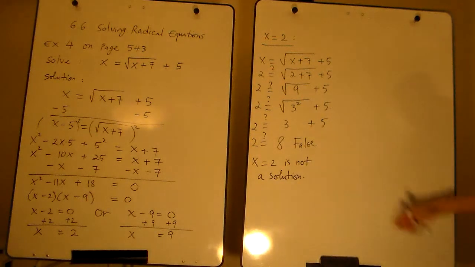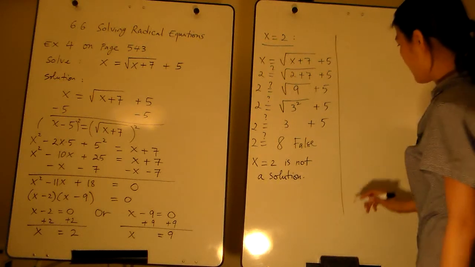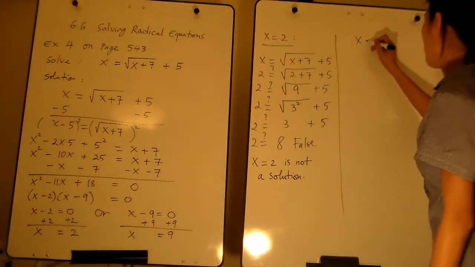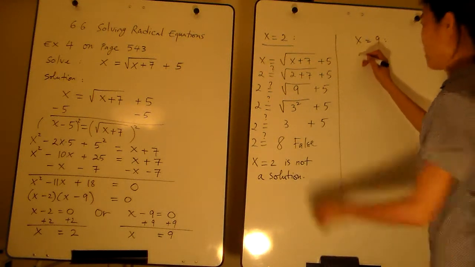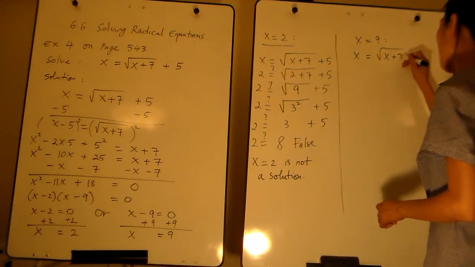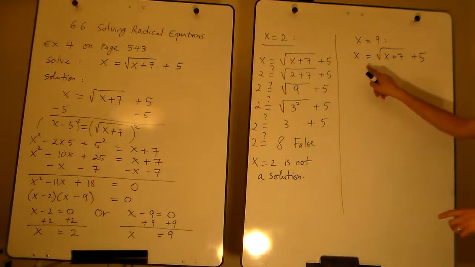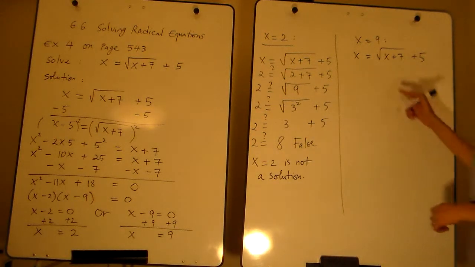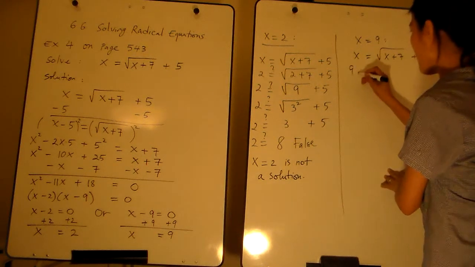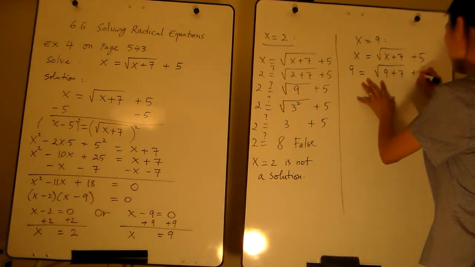Because having this solution, it will give a false statement. Let's check the solution, x equal to 9. So we have the equation x equal to square root of x plus 7 plus 5. Okay, the original equation, x equal to square root of x plus 7 plus 5. Replacing 9 for x, we have 9 equal to square root of 9 plus 7 plus 5.